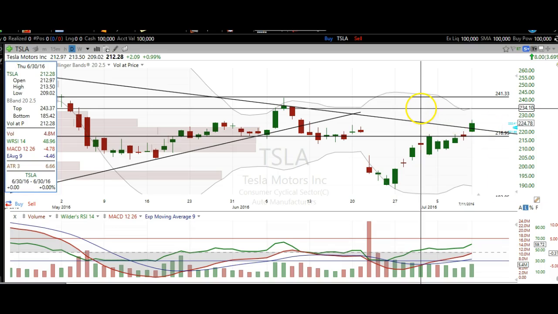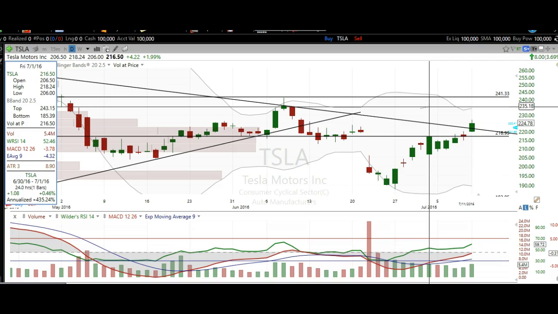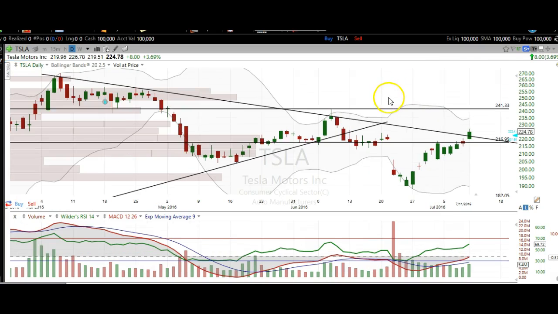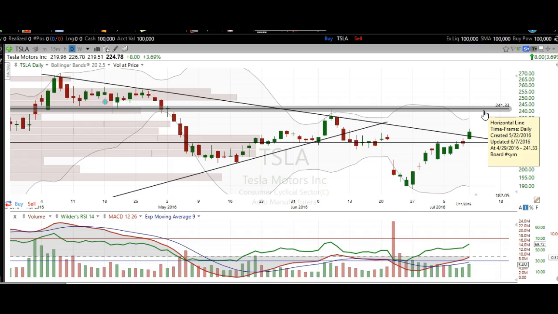And then a resistance level right around 235 is going to be that first resistance level from these few candles right here, and then that more major resistance up here at about 241. So between 235 and 241 is going to be that resistance for Tesla that you need to be aware of.